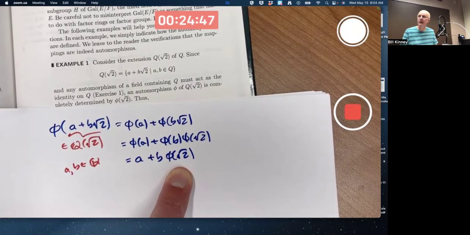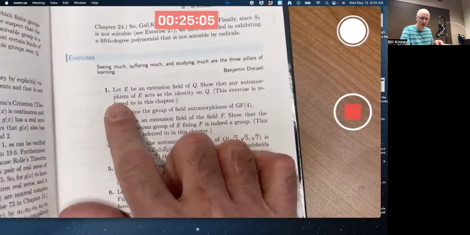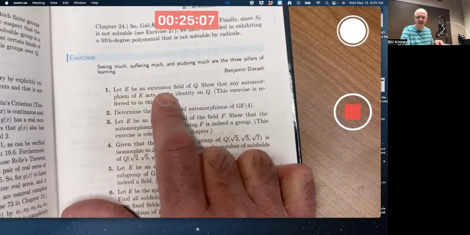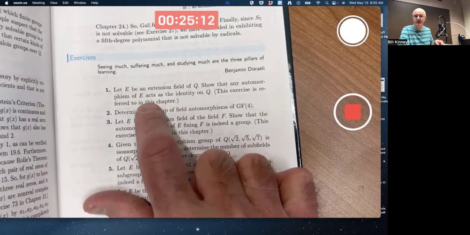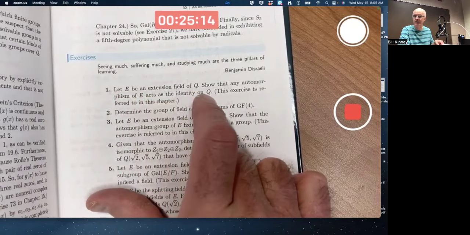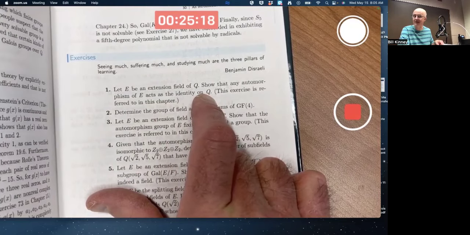This begs a question, though. What about exercise 1? Why do automorphisms of field extensions of the rationals fix all the rationals, map every rational to themselves? That is what exercise 1 says. Let's quickly look at it. Exercise 1 says, let E be an extension field of the rationals, any extension field, I guess. Show that any automorphism of E acts as the identity on Q, fixes Q, maps every rational number to itself. That's exercise 1.